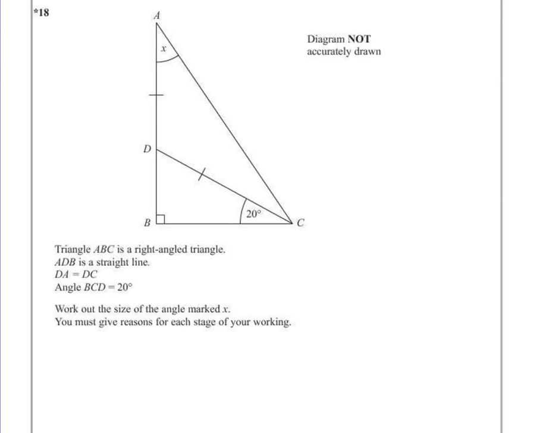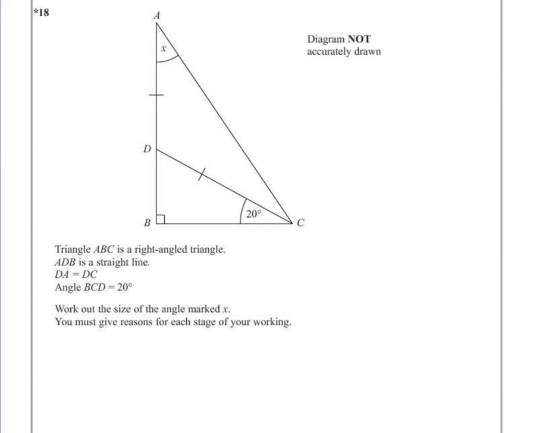Question 18. Triangle ABC is a right-angled triangle. ADB is a straight line. DA is equal to DC. Angle BCD equals 20 degrees. Work out the size of the angle marked X. You must give reasons for each stage of your working.